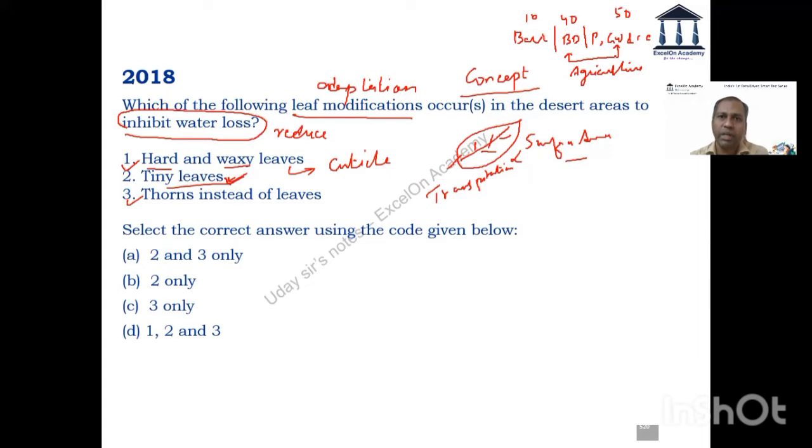So this question has actually come from the basic part. If we've understood the basics, we would have had no problem in answering this question. So the answer is D. Let's move on to the next question.